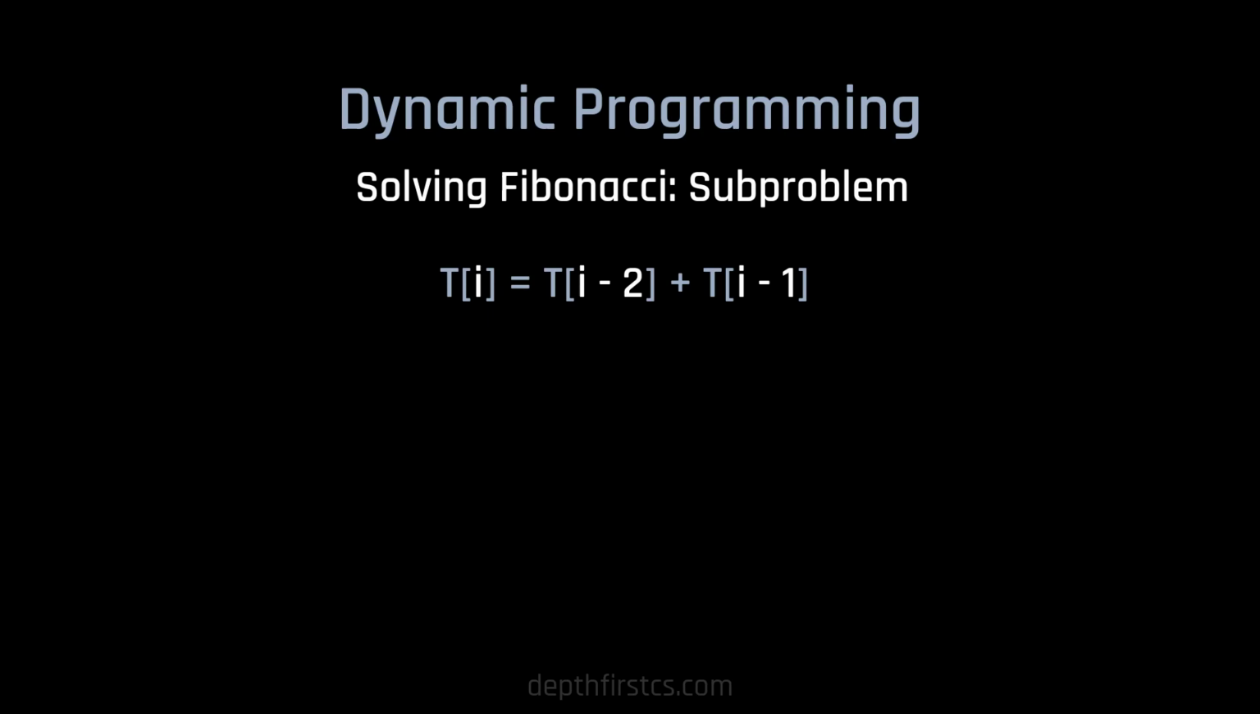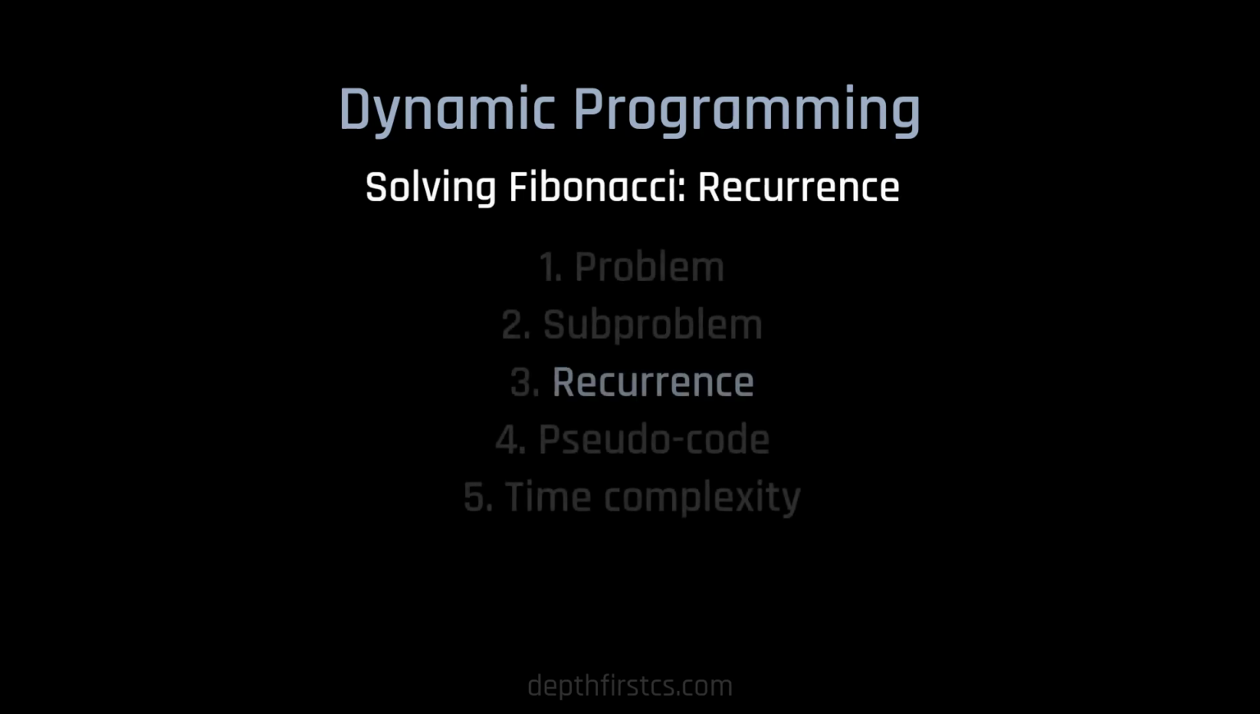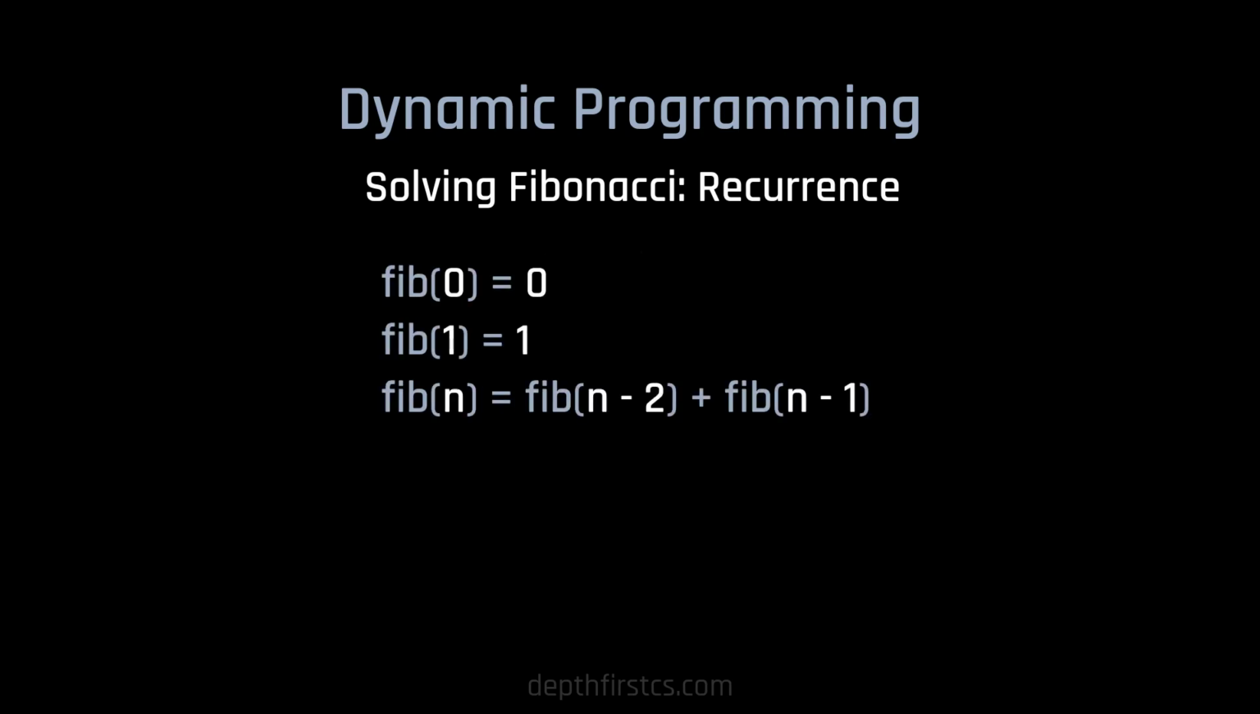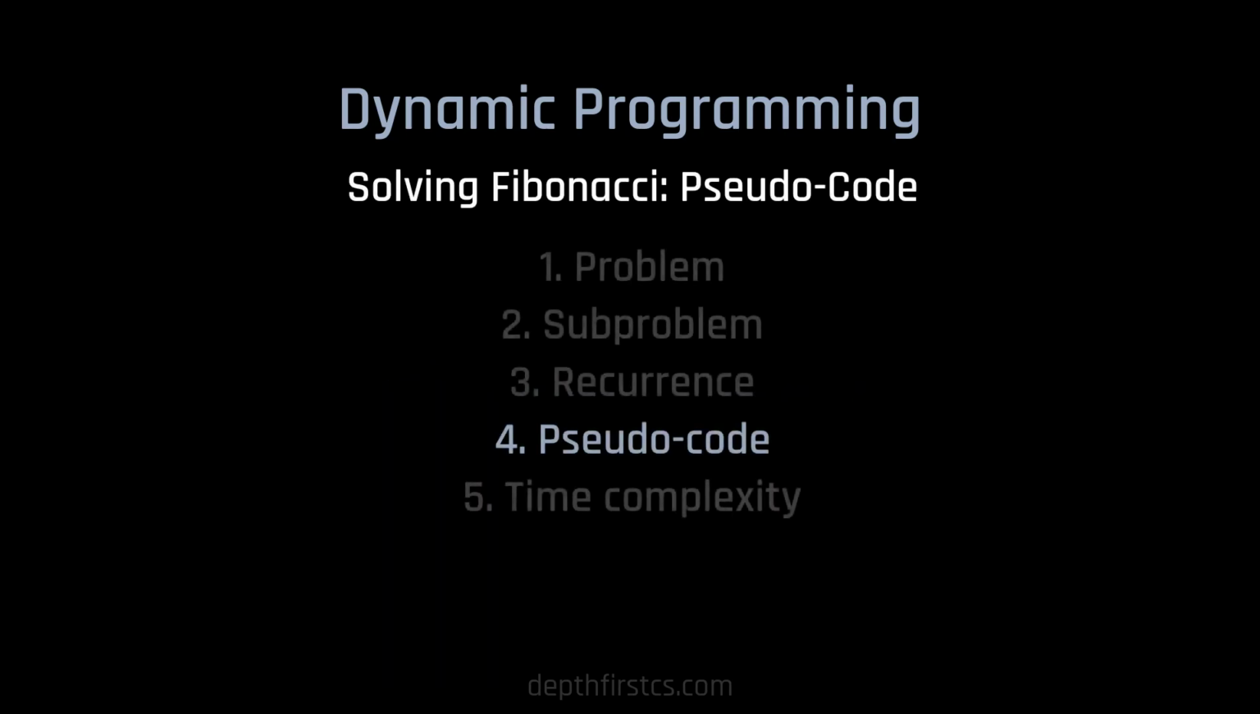Next, let's define the recurrence. The recurrence explains how T of I is derived. A recurrence can include equations, loops, base cases, limits, and conditions. In the case of Fibonacci, we state the two base cases and how any individual value in that table can be derived. Next, we use pseudocode to describe how to use that recurrence to find a solution.